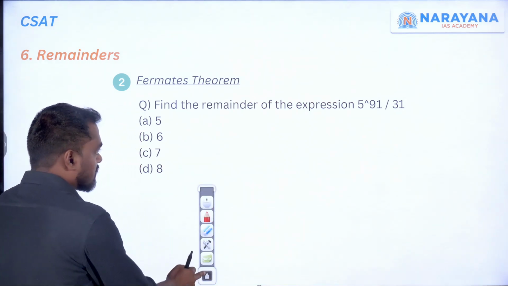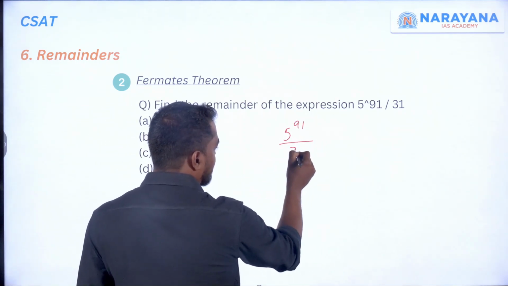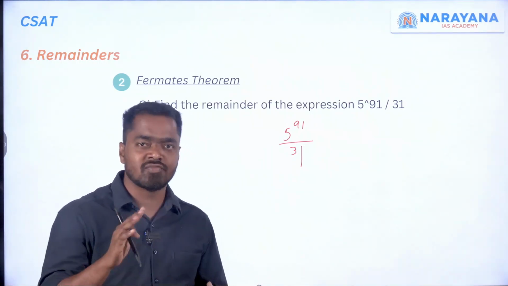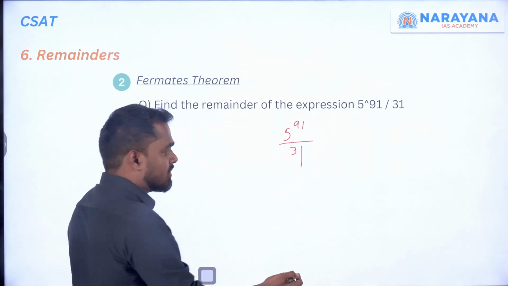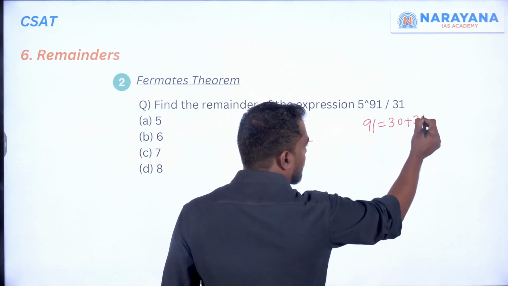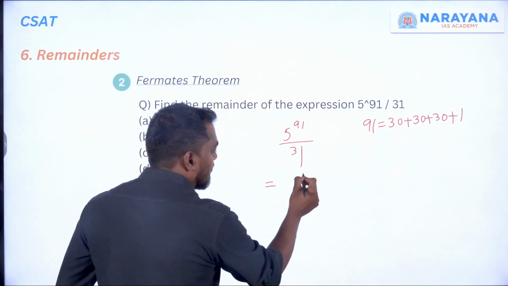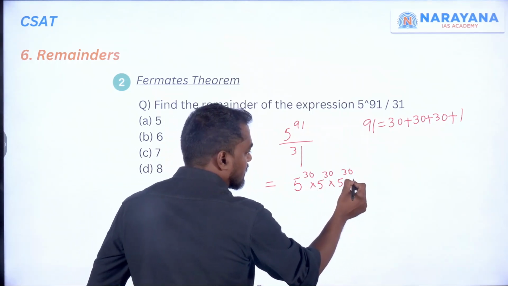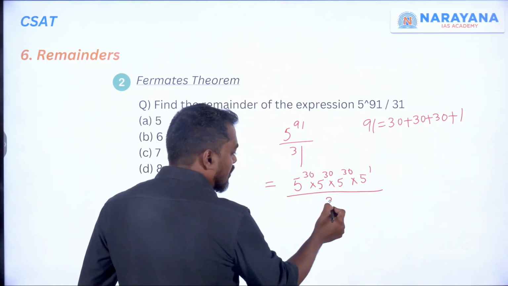Okay, let's solve this one. So what is the given expression? 5 to the power 91 divided by 31. 31 is a prime number, so we can try to solve this using Fermat's theorem. But it has to be 30 in the power. So 91 can be written as 30 plus 30 plus 30 plus 1. So that means 5 to the power 30 into 5 to the power 30 into 5 to the power 30 into 5 to the power 1 divided by 31.